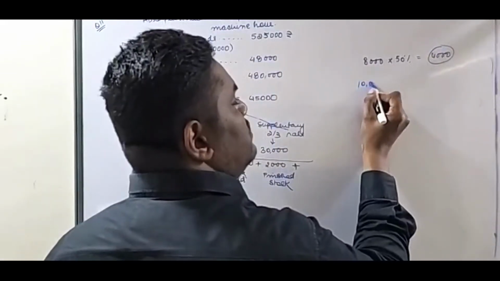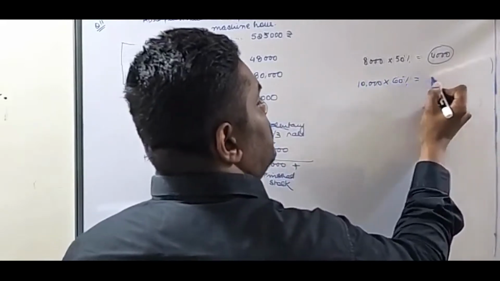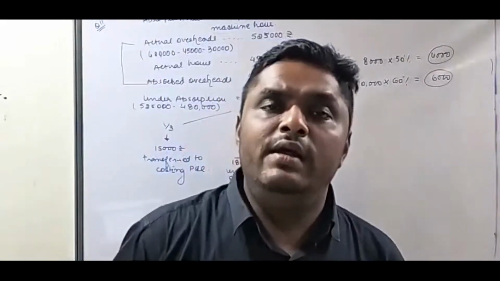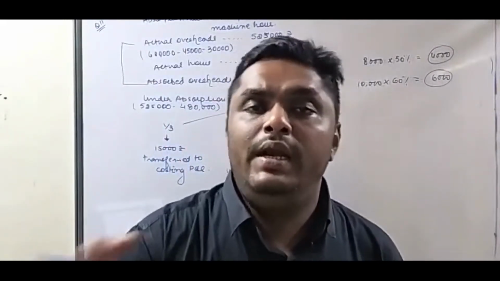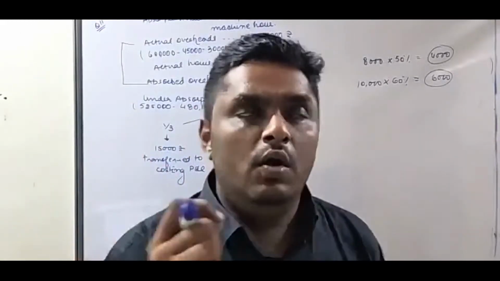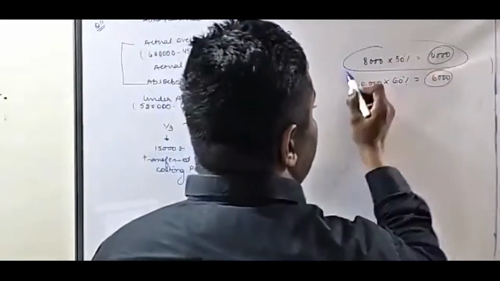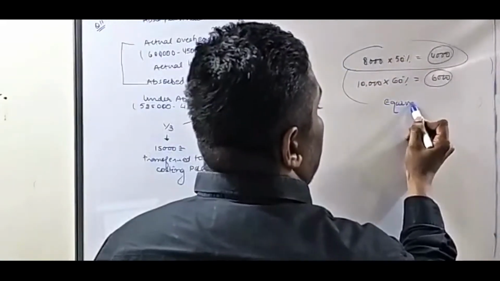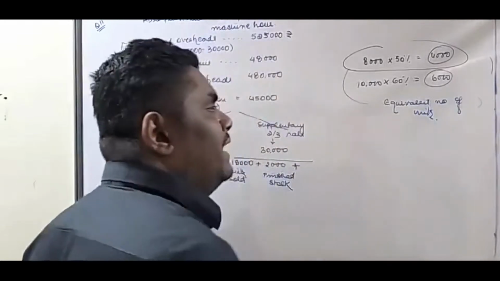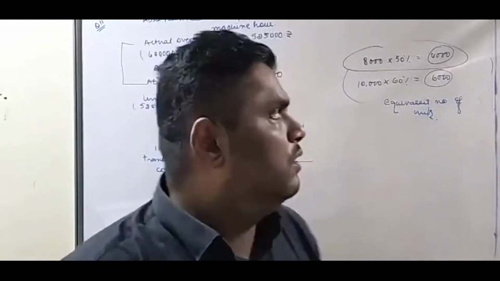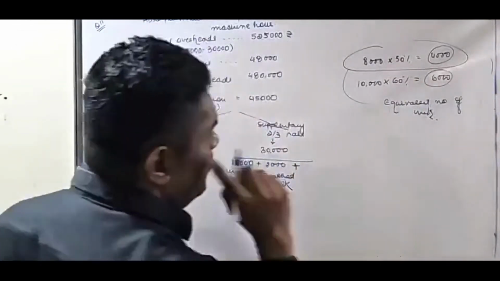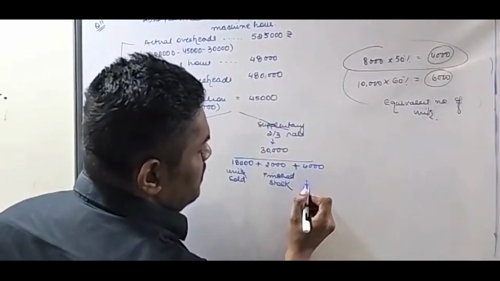Let's say if I have 10,000 units and they are 60% complete, equivalent number of units will be 6,000. If I have 20,000 units, they are, let's say, 40% complete, equivalent number of units will be 8,000. So if work in progress is given, we always remember we have to calculate equivalent number of units. This part I'll be discussing in process costing also. But as of now, for your reference, whatever the percentage given, multiply and calculate the equivalent number of units. So this will be 4,000.